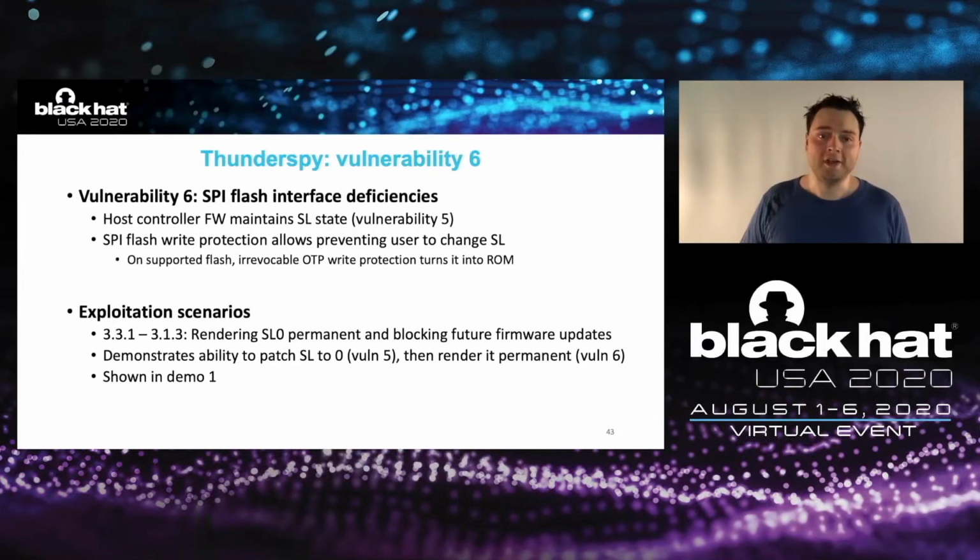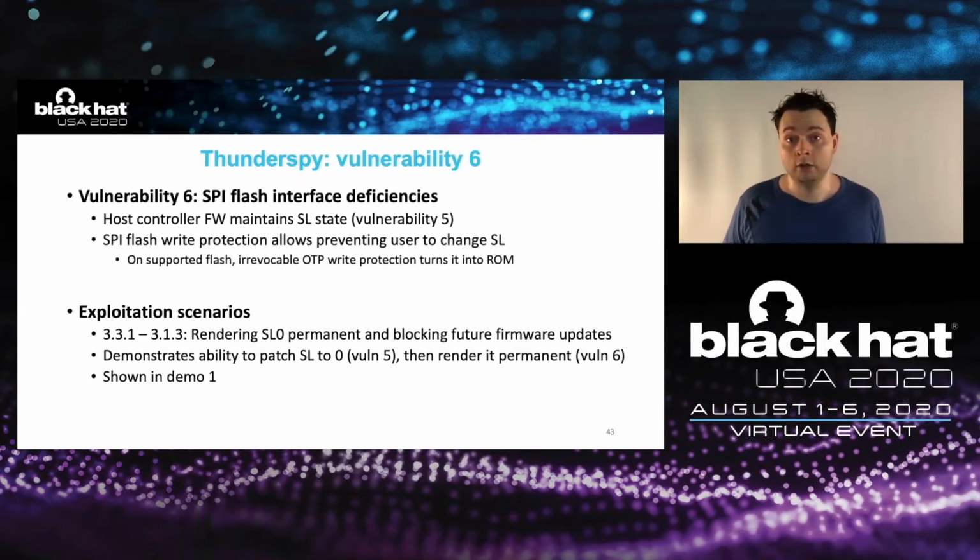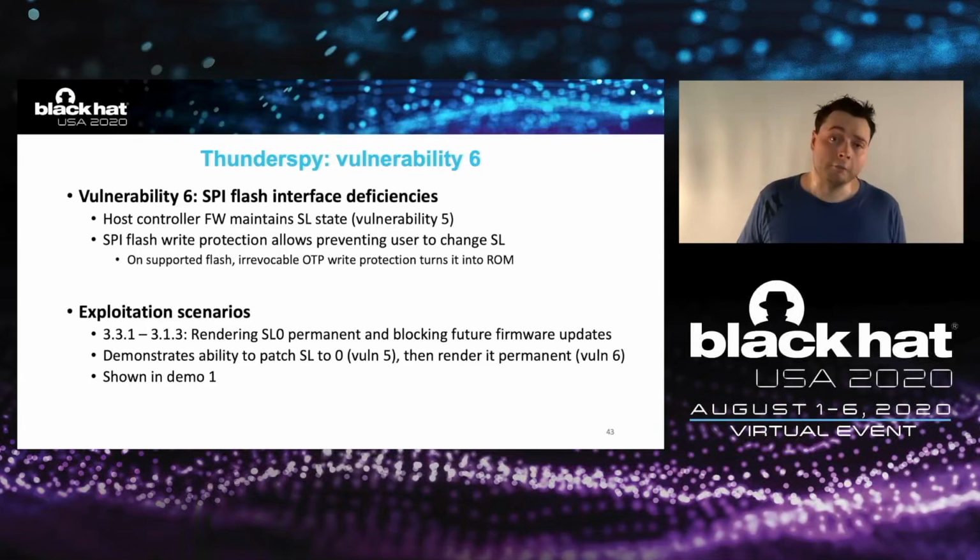So that's how we got to vulnerability 6, because, as an attacker, what you could do is exploit vulnerability 5 to override the vulnerable security to no security at all. And then you can simply turn the SPI flash into a read-only memory, thereby preventing the user from ever turning on Thunderbolt security again.